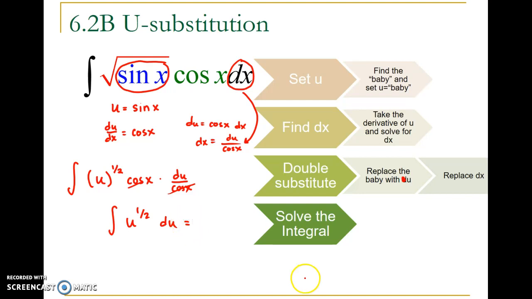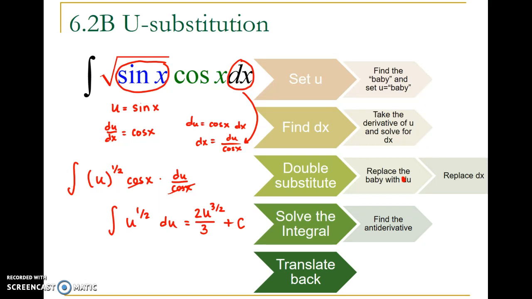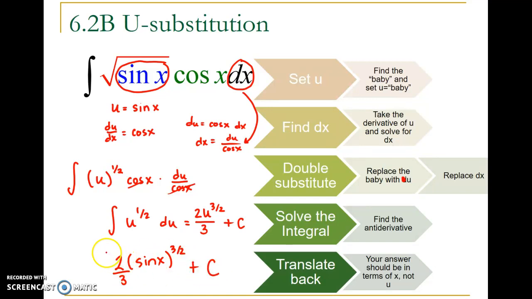This one looks exactly like the power rule, so I can add 1 to the exponent, so it becomes u to the 3/2, and divide by 3/2, or multiply by 2/3, and then make sure I have a plus c. Now I'm going to translate back because I was given a problem with x's, so my answer should be in terms of x, not u. So my final answer should be 2 times sine of x, which was what u was, to the 3/2, divided by 3 plus c. So that is the thing that gives me this for a derivative. If I took a derivative of my answer, I should get back to where I started.